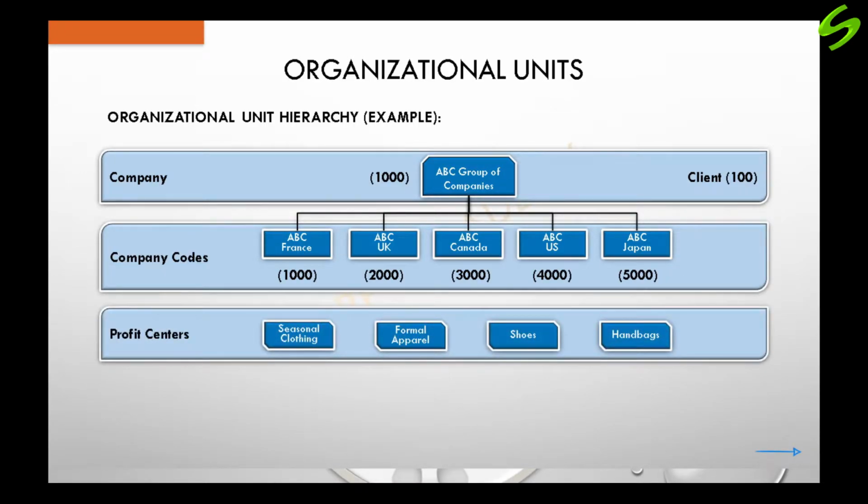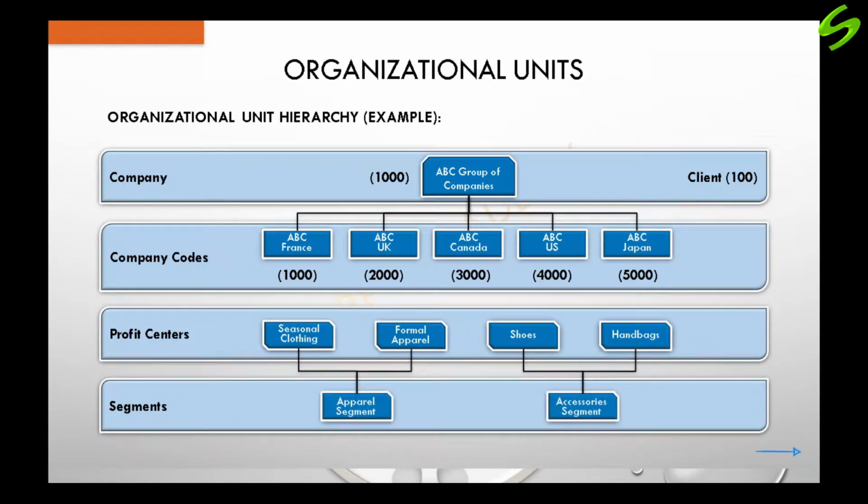And we have profit centers in this company for seasonal clothing, formal apparel, shoes, and handbags. And these profit centers are linked to apparel segment and accessories segment. So this is just a typical example of how an organizational hierarchy looks like.